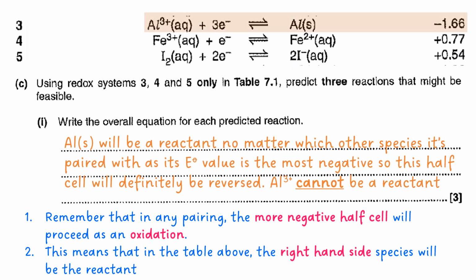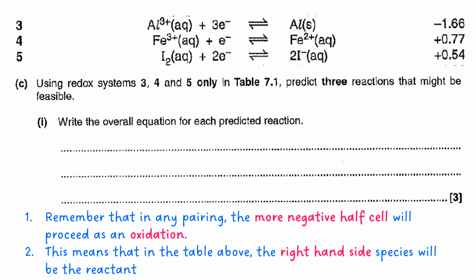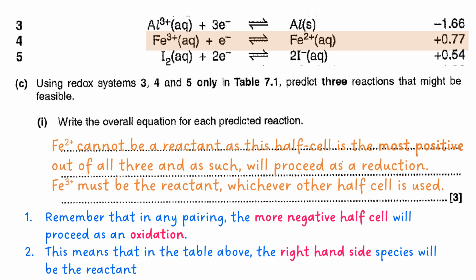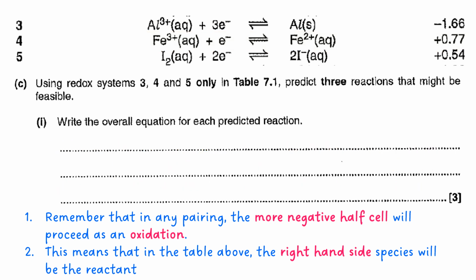With the aluminium, it's the most negative electropotential, so it's definitely going to be reversed. So Al3+ cannot be a reactant. With the iron 3+ to iron 2+, it's the most positive electropotential, so Fe2+ cannot be a reactant. This cannot be reversed when paired with either of those other two, so Fe3+ must be the reactant. So that eliminates not only Fe2+, but also Al3+ as potential reactants.